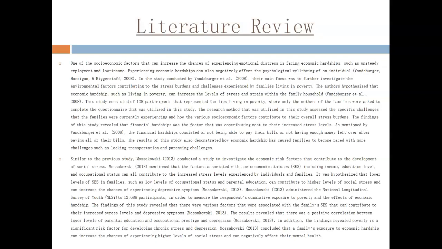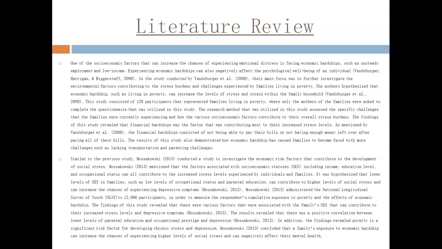Similar to the previous study, Mostakowski conducted a study to investigate the economic risk factors that contribute to the development of social stress. Mostakowski mentioned that the factors associated with socioeconomic status, including income, education level, and occupational status, can all contribute to the increased stress levels experienced by individuals and families. It was hypothesized that lower levels of SES in families, such as low levels of occupational status and parental education, can contribute to higher levels of social stress and can increase the chances of experiencing depressive symptoms.